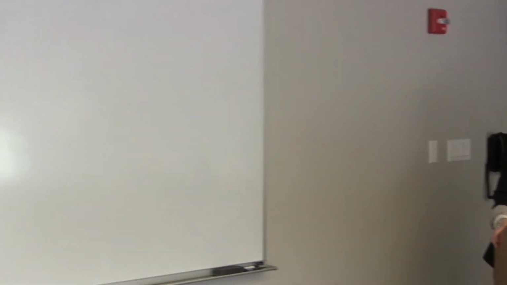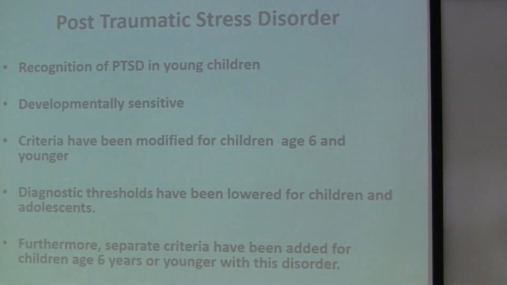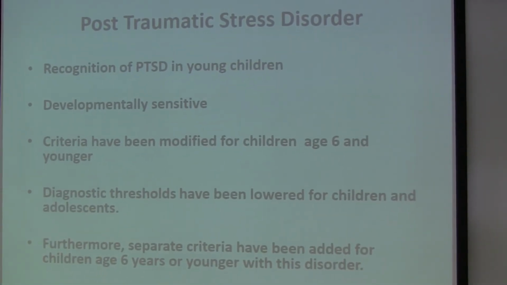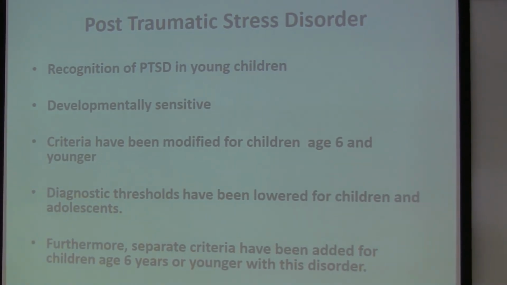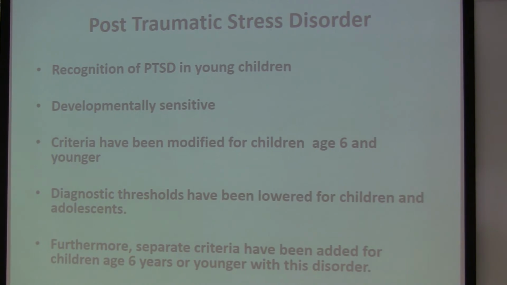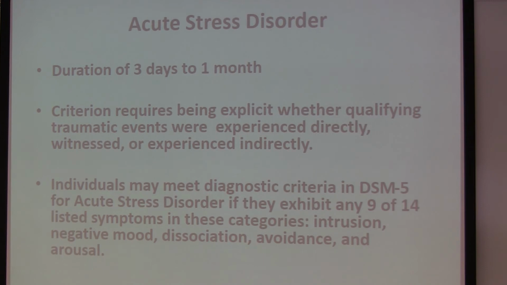The other change to DSM-5 from DSM-4, which is very important, is the recognition of PTSD in young children. The criteria has been made more developmentally sensitive, and it's been modified for children age 6 and younger. Diagnostic thresholds have been lowered for children and adolescents. And furthermore, separate criteria have been added for these children that make it more accessible to create a diagnosis for young children who have experienced this.